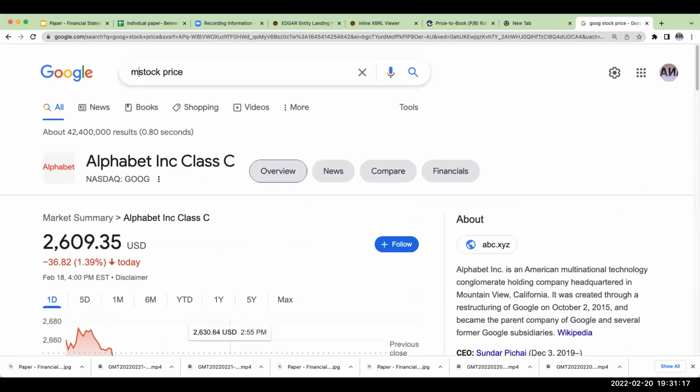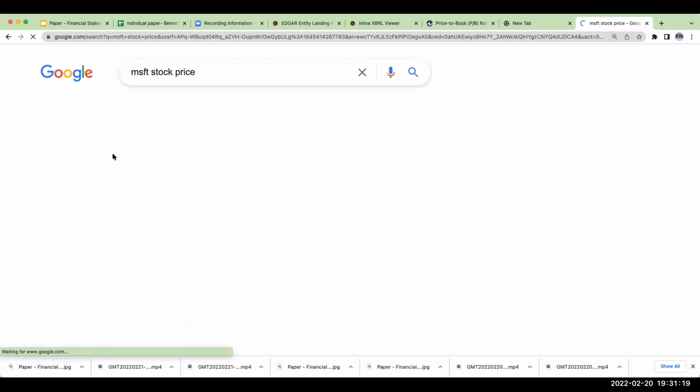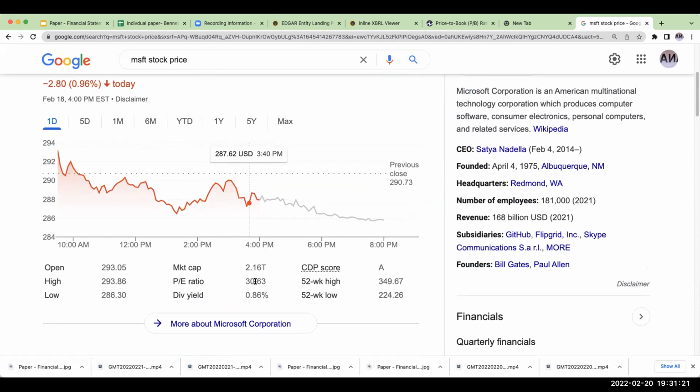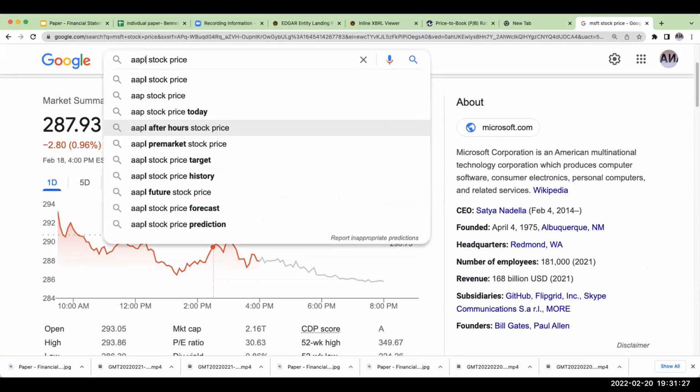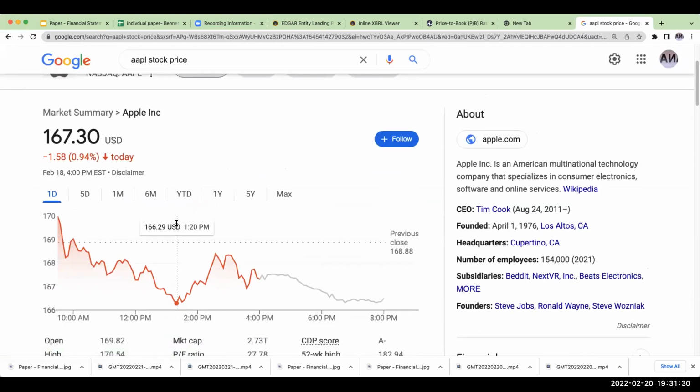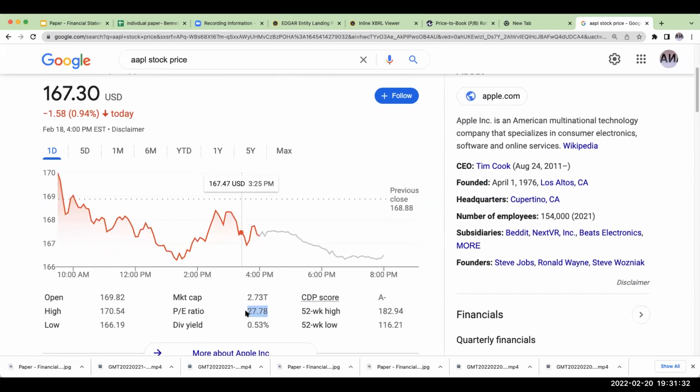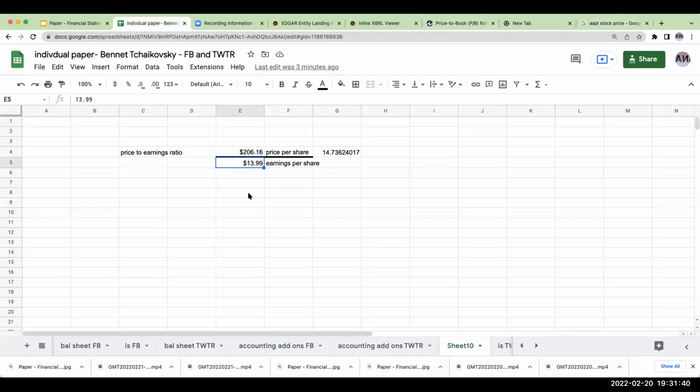If we look at Microsoft, their price to earnings ratio is about 30. So we could go through and take a look at these different companies. Let's take a look at Apple. For Apple, the price to earnings is about 27.78. So Tesla is definitely on the high end, but Tesla is a very different type of stock. I would call it more psychology than anything else.